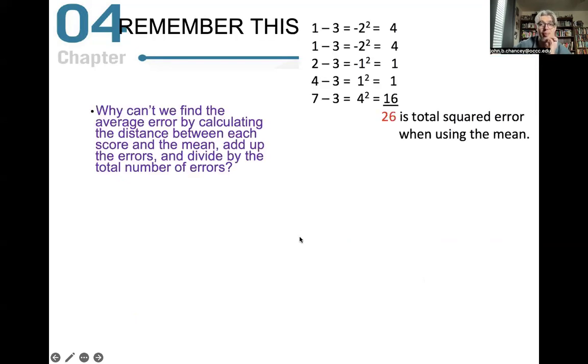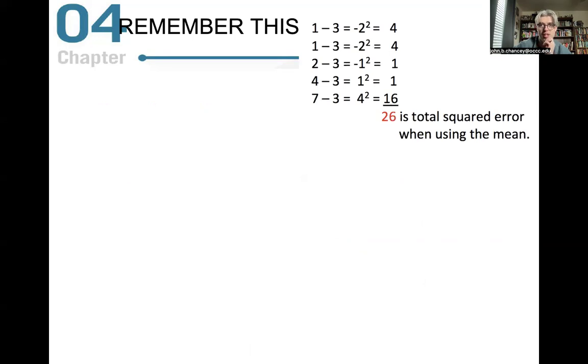So here's an example. These are all our individual scores. Let's say our mean is a 3. To find the variance, you would take 1 minus 3, 1 minus 3, 2 minus 3, 4 minus 3, 7 minus 3.